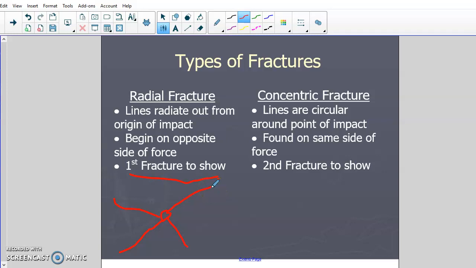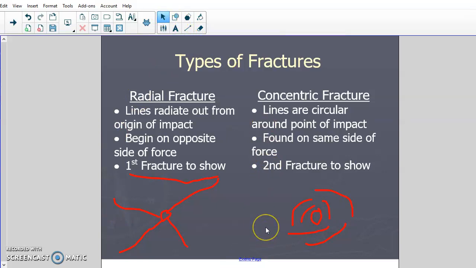Concentric fractures are the second type that you can have. And concentric fractures are lines that are circular around the point of impact. They're on the same side as the force, and they're the second fracture to show up. So concentric fractures look like this. And I'll show you an example of both of those in just a second.